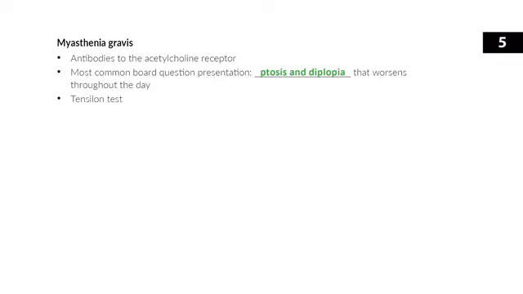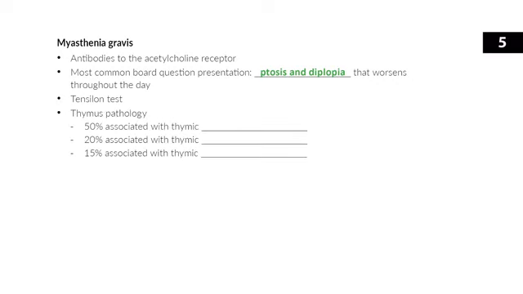However, a more specific test is testing for the autoantibodies against the acetylcholine receptor. It's not as cool as edrophonium, but if you get a question about which is a more specific test, then go with the autoantibody test. Now, what are some of the other things that you should know about myasthenia gravis? Well, it has some thymic associations.